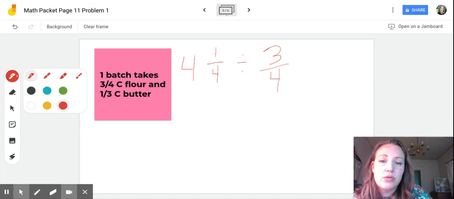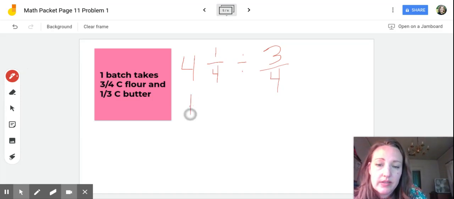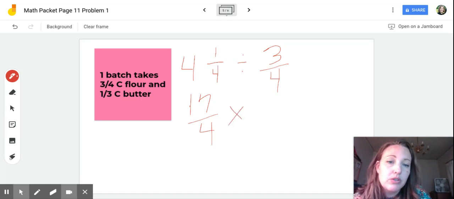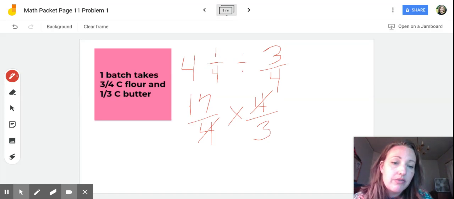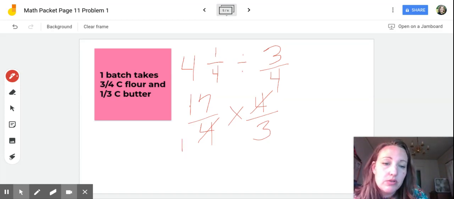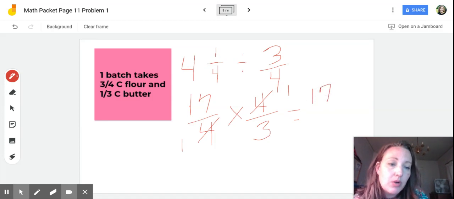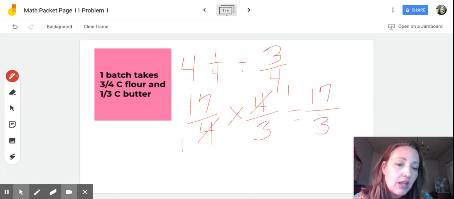So we're going to make this mixed number into a fraction. We're going to take 4 times 4 and then add 1. So we get 17 fourths. And then the algorithm says we can change division to multiply by the reciprocal, which is the flip of that second fraction, which is 4/3. Okay, you'll notice 4 and 4 have a common factor of 4. 4 divided by 4 is 1, and 4 divided by 4 is 1. 17 and 3 have no common factors greater than 1, so we're going to take 17 times 1 and get 17, and 3 times 1 and get 3.